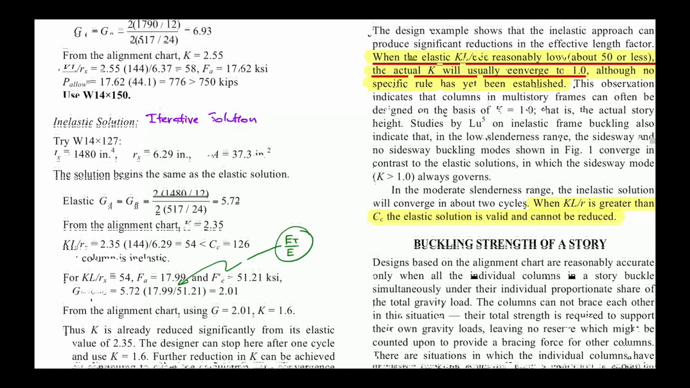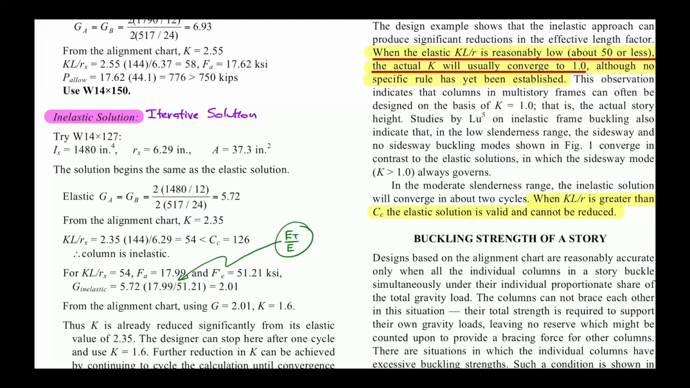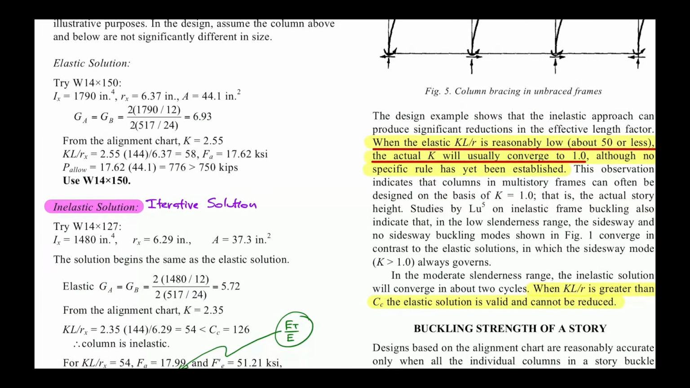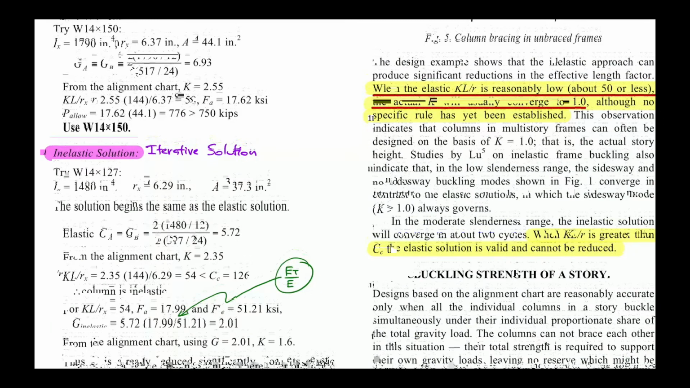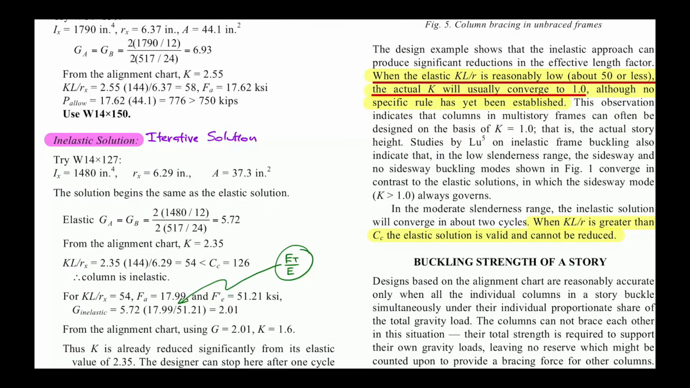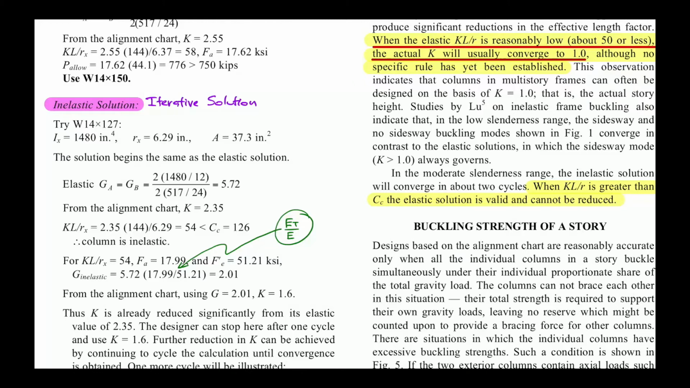Now, if you want to design using the iterative solution, you start with the given cross section, the W flange 14 by 127. You have the Ix, which is smaller than before, etc. So you find this first, the G. The G is changed because your I is different from before. This I for the beam does not change. The beam is designed under the gravity load.